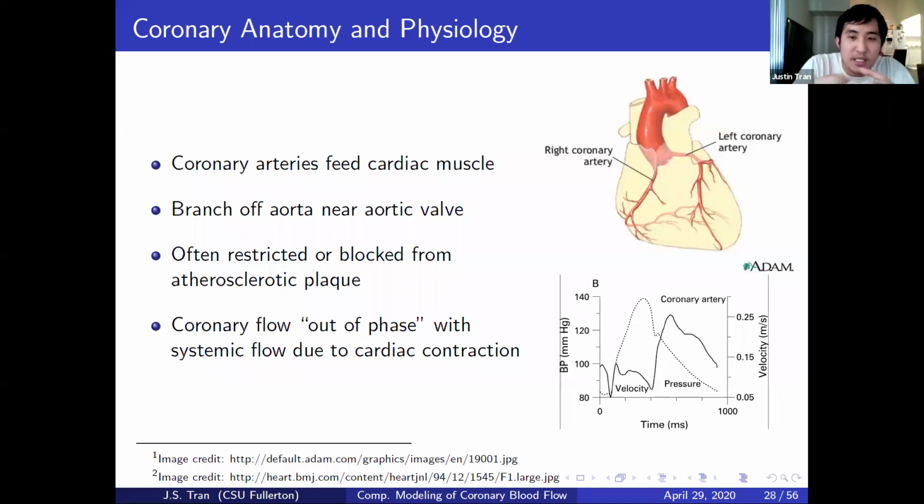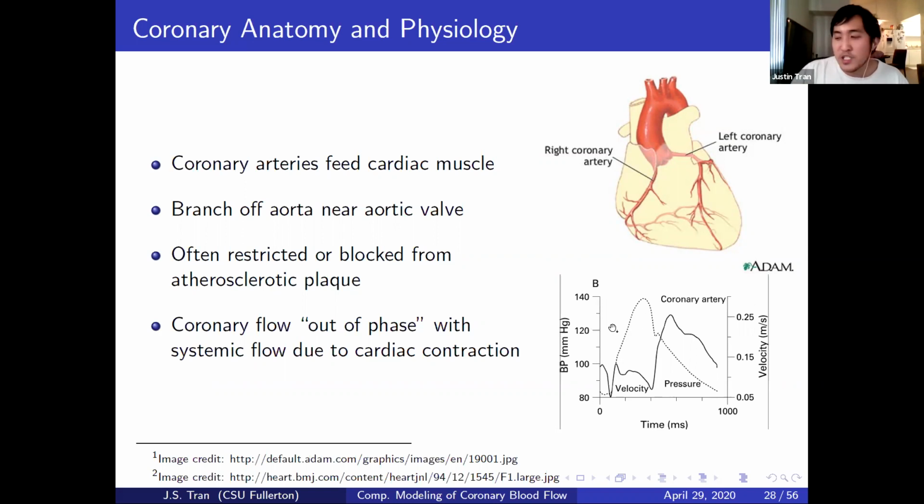When the heart squeezes and the pressure is high, it squeezes all the blood vessels in your coronary arteries too. So that prevents blood from flowing there. It's only when the heart relaxes that these constrictions go away, and then blood can flow into your coronary arteries. So you have this out of phase behavior.